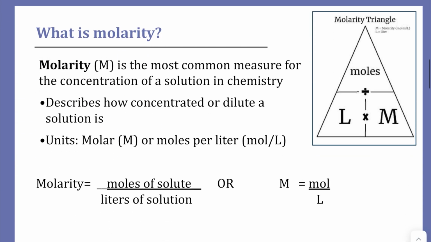So what is molarity, if that's what we are going to use? Molarity, which we use a capital M as an abbreviation and as the unit, which is discussed down here, is the most common measure for the concentration of a solution in chemistry. It describes how concentrated or dilute a solution is, giving us a numerical value. And units, we measure molarity as molar. So you could have a 2 molar solution. We could also see 2M. And so we've seen that throughout this year so far.